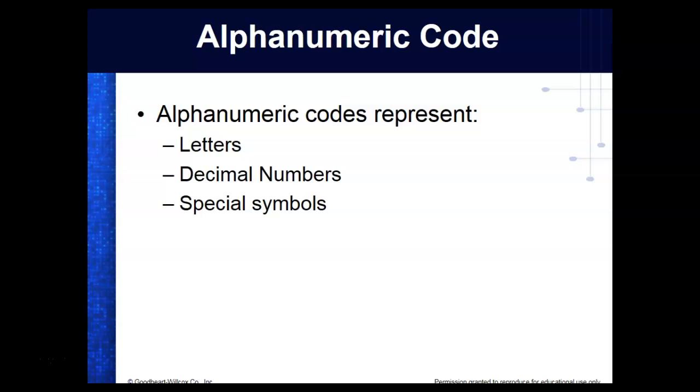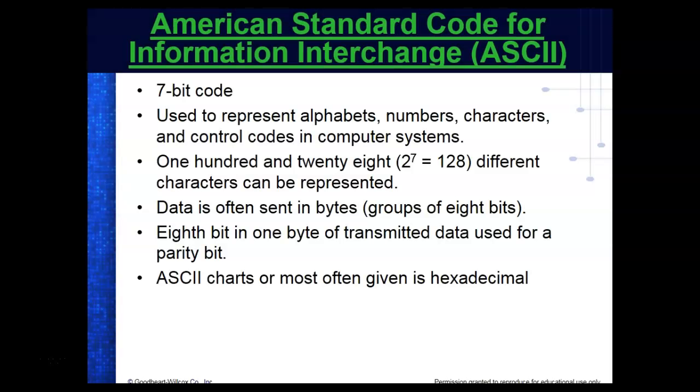This code you probably need to know. You'll look this up in the chart. Alphanumeric code gives us the ability to represent letters, decimal numbers, and some symbols. The first code we'll look at is American Standard Code for Information Interchange, or ASCII. This is a 7-bit code.